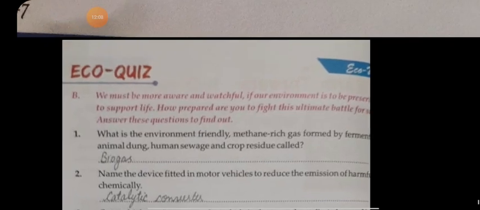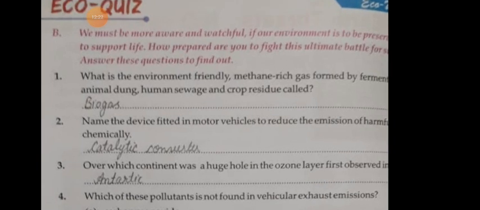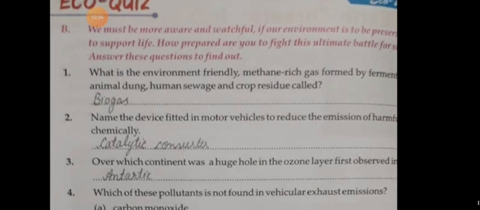And the last one, which is, what is the environment friendly methane rich gas formed by fermenting animal dung, human sewage, and crop residue? It is called biogas. This is not a pollutant gas. The other gases and smokes are pollutants, and this is an environment friendly gas which we normally produce from waste, either from cow dung or human waste or from food waste. We can produce this biogas.